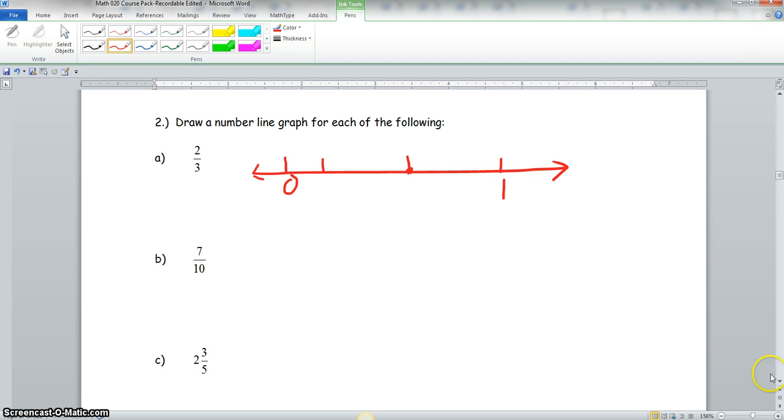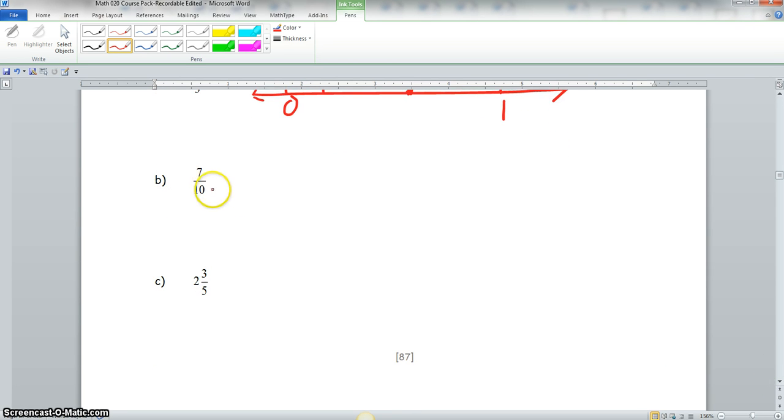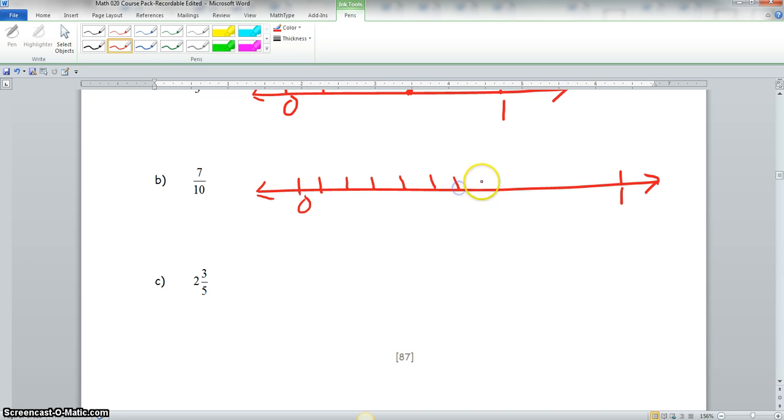Now let's look at B. Same thing here. We have an improper fraction. But you see here our denominator is 10. So what we could do here, draw a number line, have our 0 on one end, our 1 on the other, because we notice here that this is less than 1. So now we draw a tick mark. So from 0 to 1 we need 10. So that'll be 1, 2, 3, 4, 5, 6, 7, 8, 9, and then this 1 would make 10.